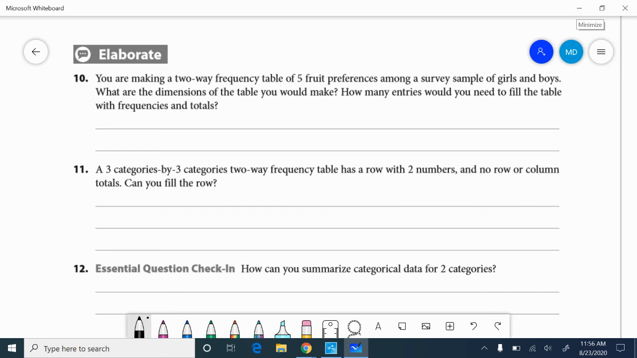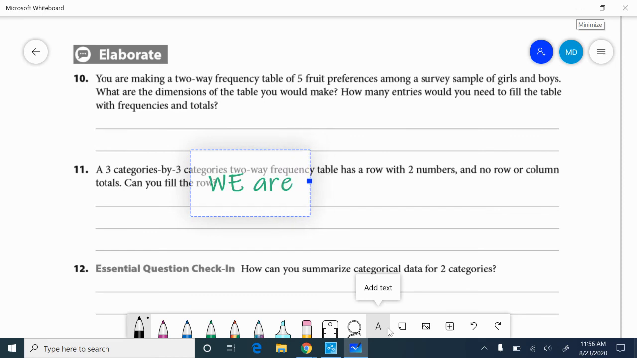Number 10, you are making a two-way frequency table of 5 fruit preferences among a survey sample of girls and boys. What are the dimensions of the table you would make? That's the first question. Second question, how many entries would you need to fill the table with frequencies and totals? So it's a two-way frequency table. We have 5 choices for fruit among boys and girls. So we're going to make a 2 by 5 table for the frequencies. Let's go ahead and type that.